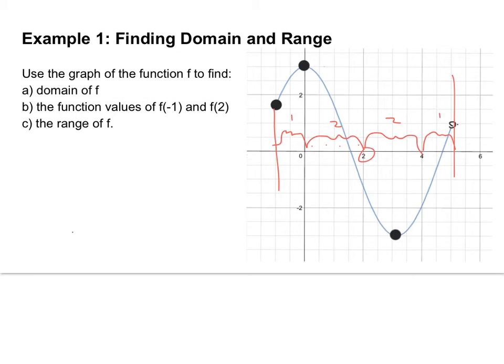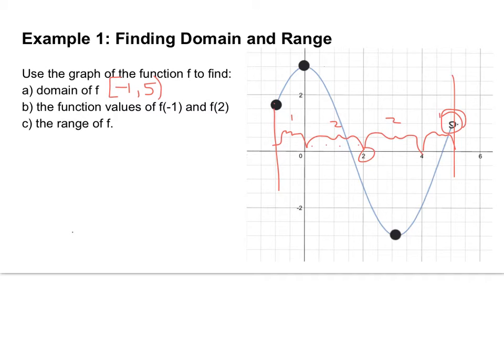And so my domain goes from -1 to 5. And is it open or closed? Well, as you can see, this closed dot here tells me that -1 is included, but this open dot over here tells me that 5 is not included. Okay, and so that's going to be a case where it's not closed, and so it's not included.